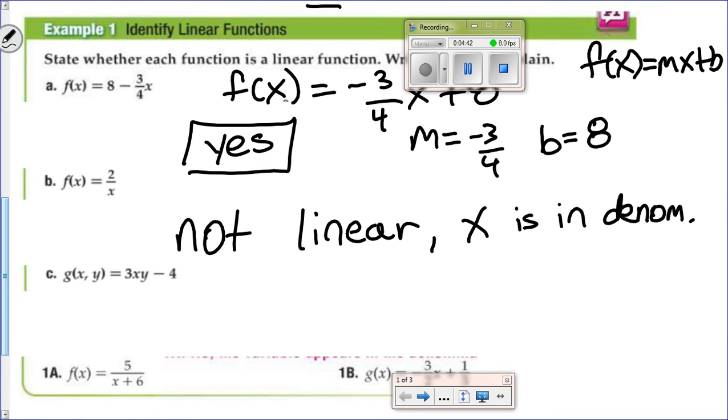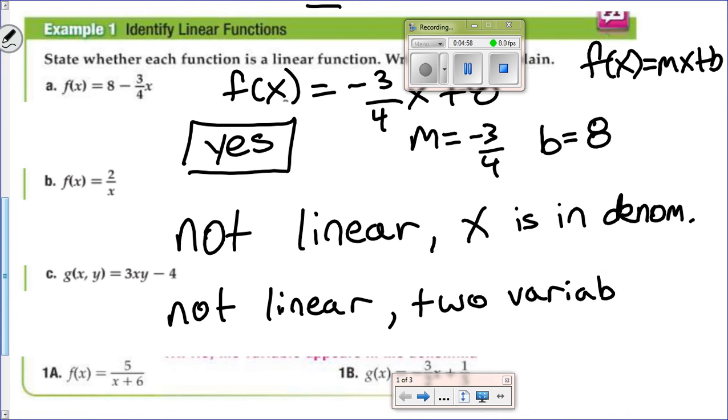g of x, y is equal to 3xy minus 4. Again, this one is not linear. Not linear. We have two variables being multiplied. The variables here, x and y, are manipulating each other. Multiplying each other.